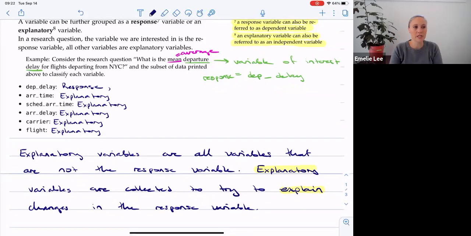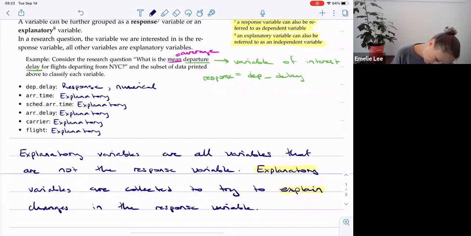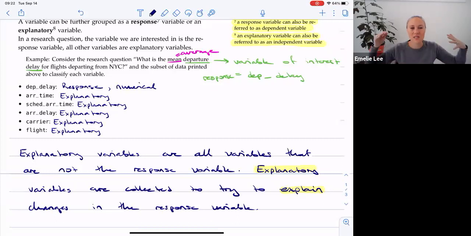So the departure delay is a measurement, so we definitely know it's numerical. But is it continuous or is it discrete? Here's where it gets a little bit tricky. You could argue either way. Because it's time, the departure delay is a time. So we could potentially measure it down to some sort of microsecond. So let's say it's continuous. We'll argue that it's on a continuous scale.